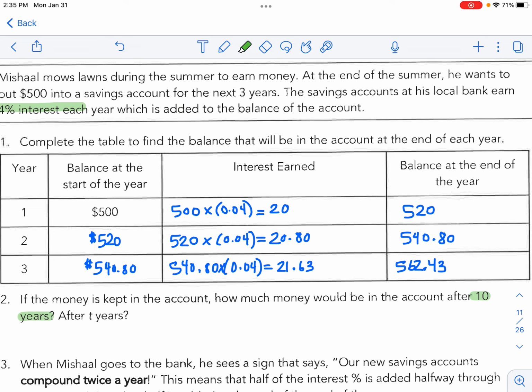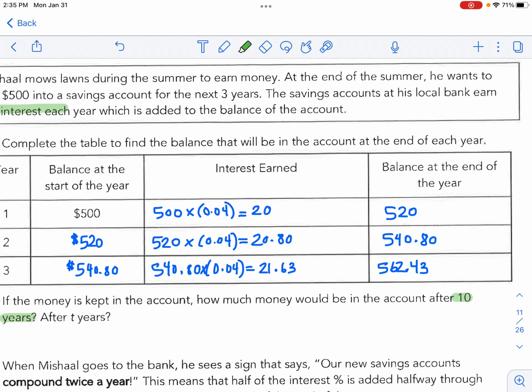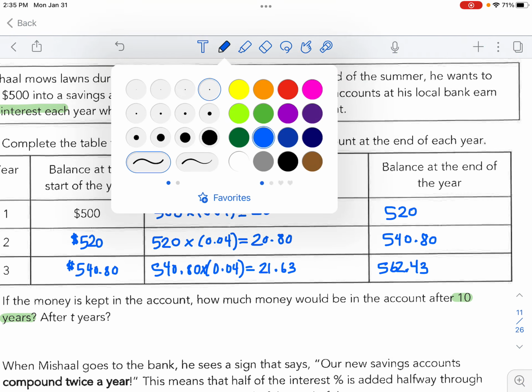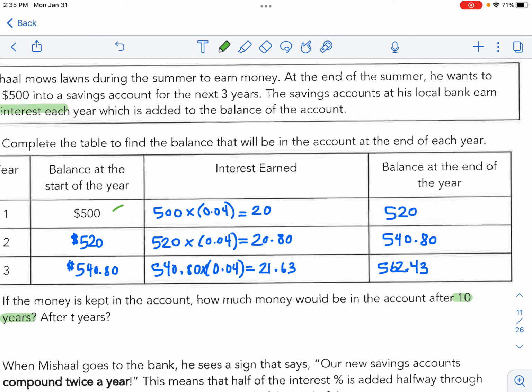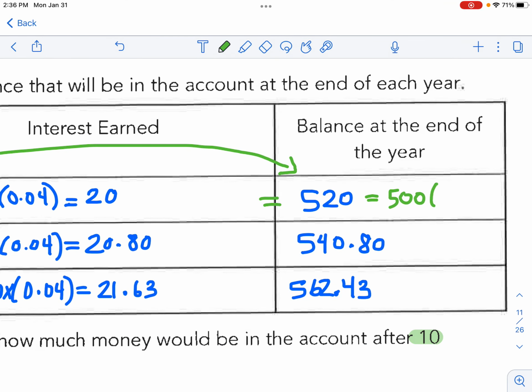So when we look at this and generalize it, what we basically want to do is jump over this middle column. So we want to go right from here to here. Think about what we did here. We took 500 times 0.04, we got 20, and then we added the 20 to the 500. So really, 500 plus 20 equals 520. So this really is 500 times 1.04. Check that out on your calculator. That's going to give you 520 directly.